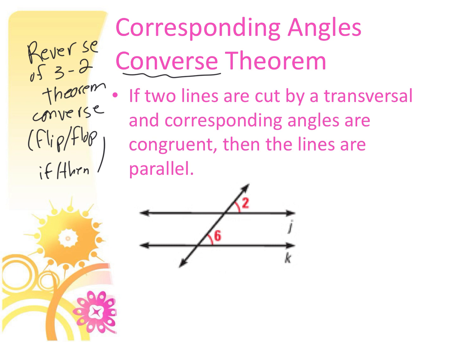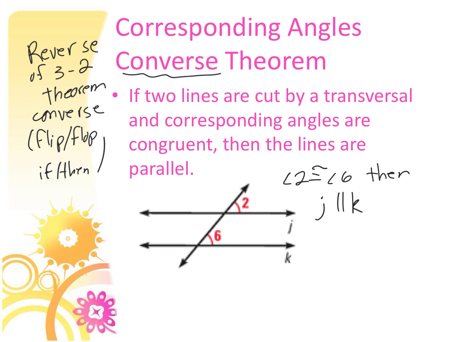Now, if two lines are cut by a transversal and the corresponding angles are congruent, then the lines are parallel. What does that mean? In this case, if angle 2 is congruent to angle 6, then lines J and K are parallel. We're using the corresponding angles converse theorem, the one that we have right now. Because the angles are congruent, we can say the lines are parallel.